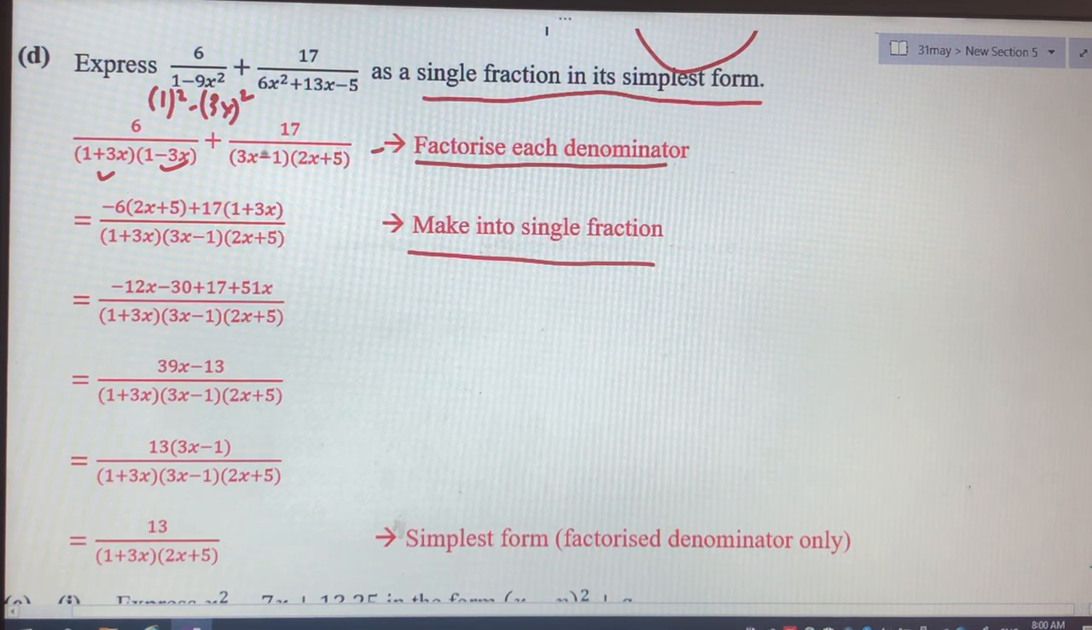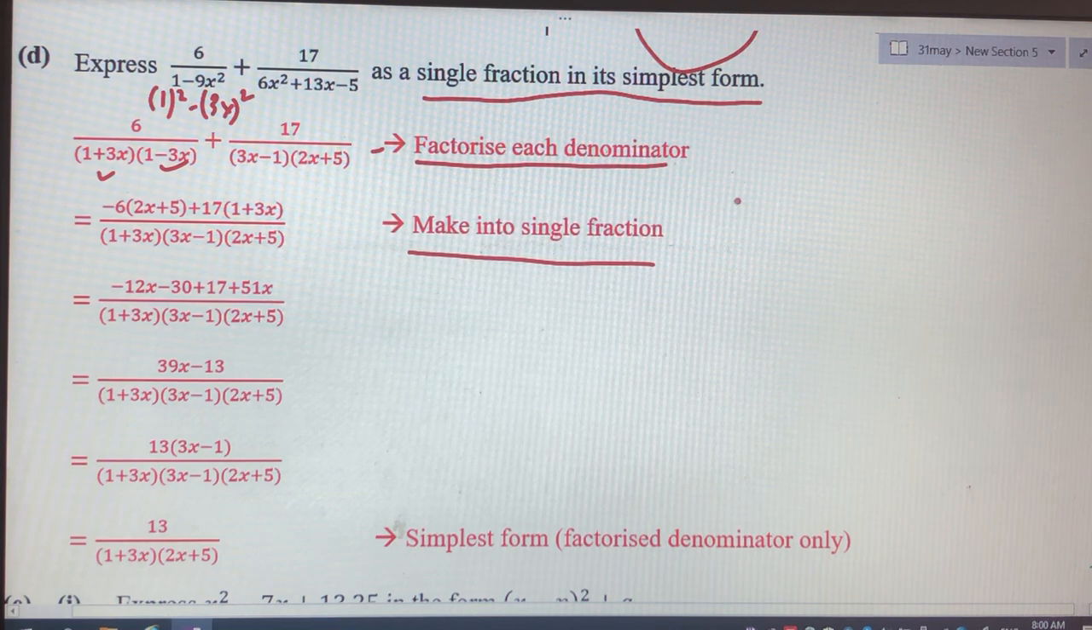This, you can use your calculator, but some of you you press your calculator, then you get this. You press your calculator, then you get this.